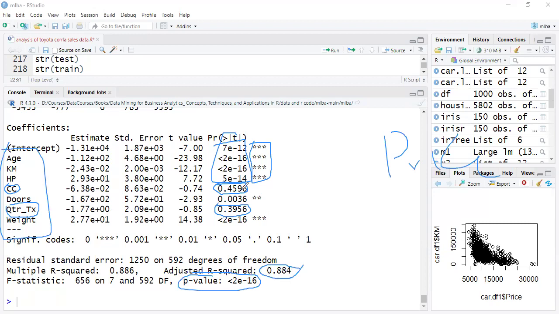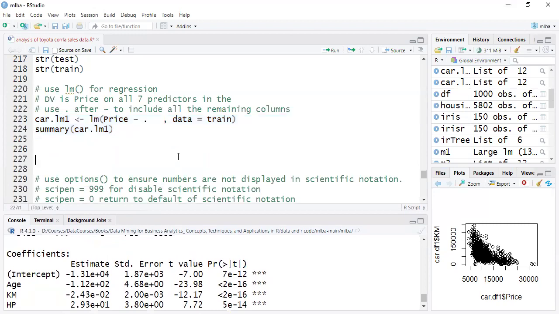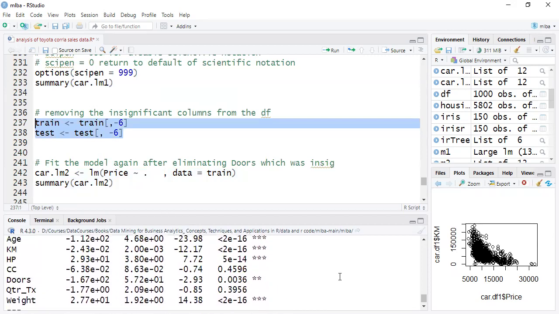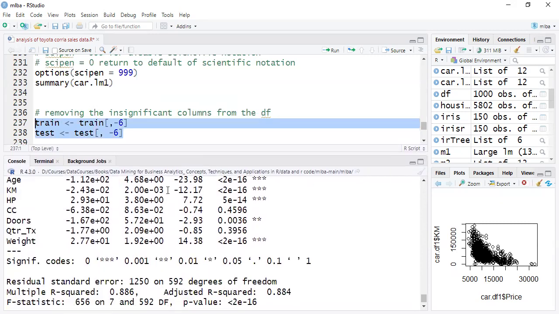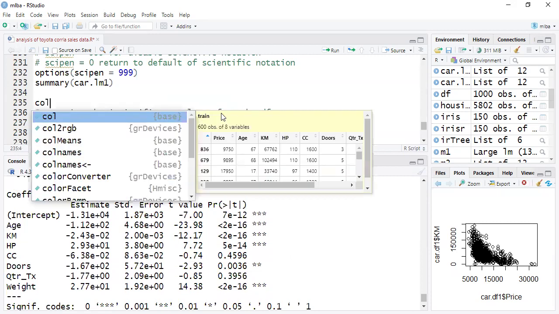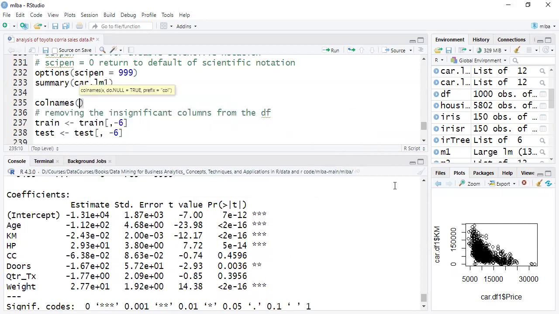Now I will modify the model by removing these two columns. The next step is quite simple: removing two columns and running the regression command again. Now, two columns I have to remove. One is the CC and the other is the quarterly tax. What is the serial number of CC? The serial number of CC can be checked by colnames. The colnames command gives you all the column names of the train data set.